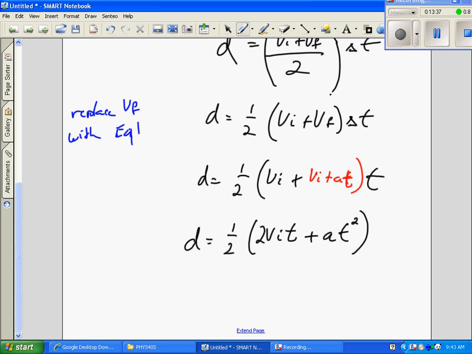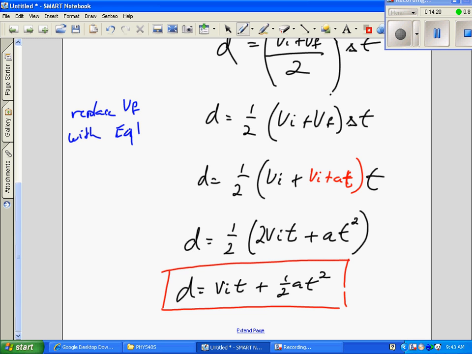Okay, I have a question. What is your question? Why is it VIT and then have T squared? Because I'm multiplying a T in, right? I've got to multiply the T in both of them, here and there. Okay? Now I'm going to move the half back in. 1/2 of 2 is 1. So I've simply got VIT plus 1/2 AT squared. And that is kinematics equation number 2.